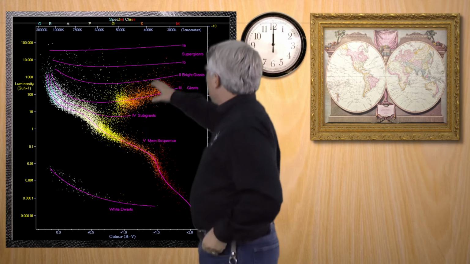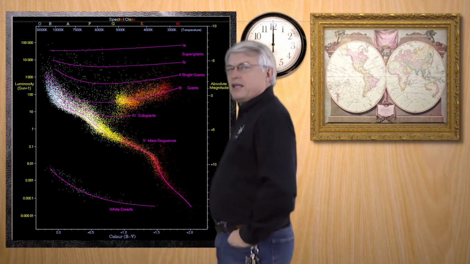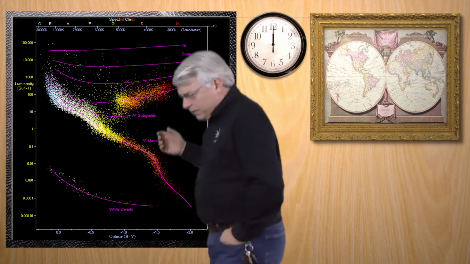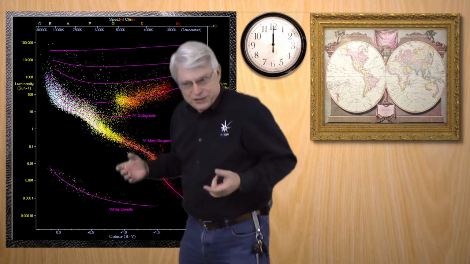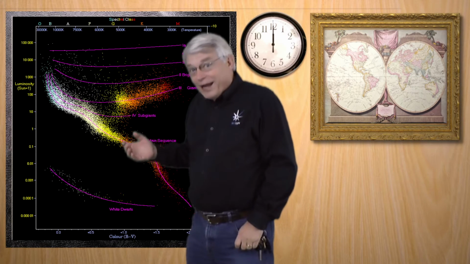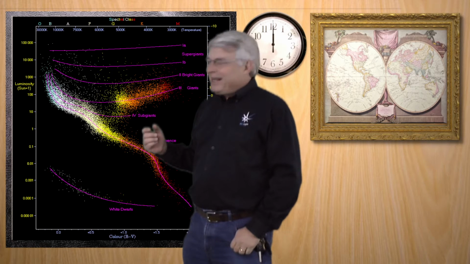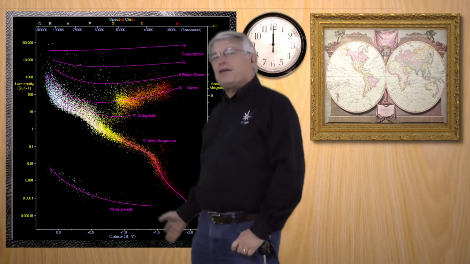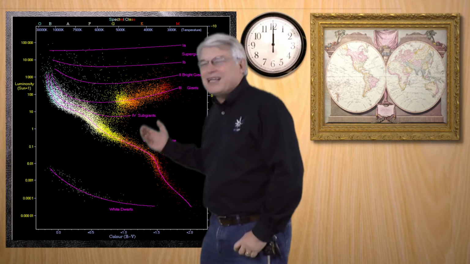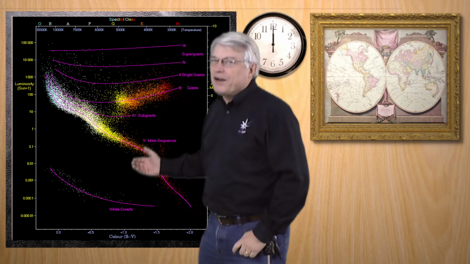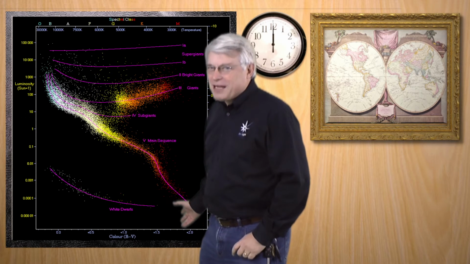But then what's this funny branch off here up to the upper right? That shows a negative correlation. Those stars seem to get brighter as they get cooler. And then look at this weird curve down here at the bottom of a bunch of impossibly dim, yet very, very hot stars. What's up with all that?